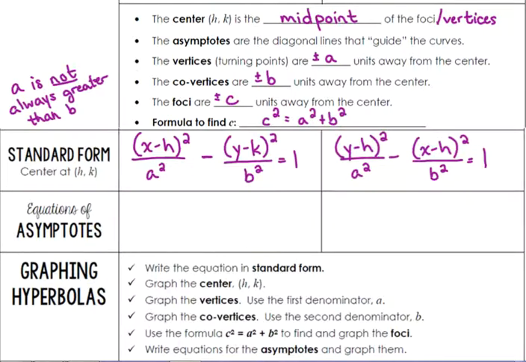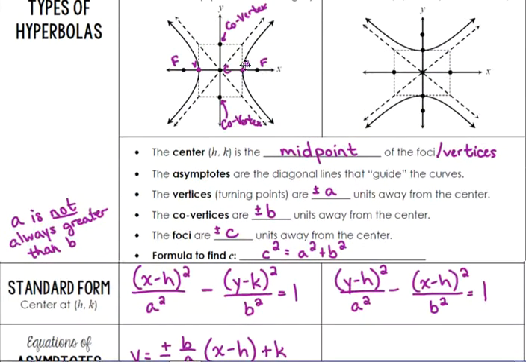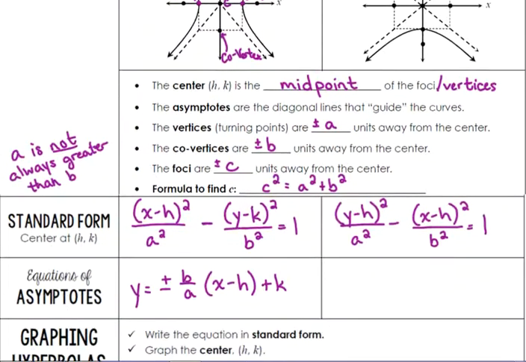All right, the equation for our asymptotes is y is equal to plus or minus, because we have one that has positive slope and one that has negative slope, b over a times x minus h, plus k. So it's the y coefficient over the x coefficient there. And h and k just come from the center of the hyperbola, because if you look at the picture, those asymptotes go right through the center point. So that's where the h, k comes from.